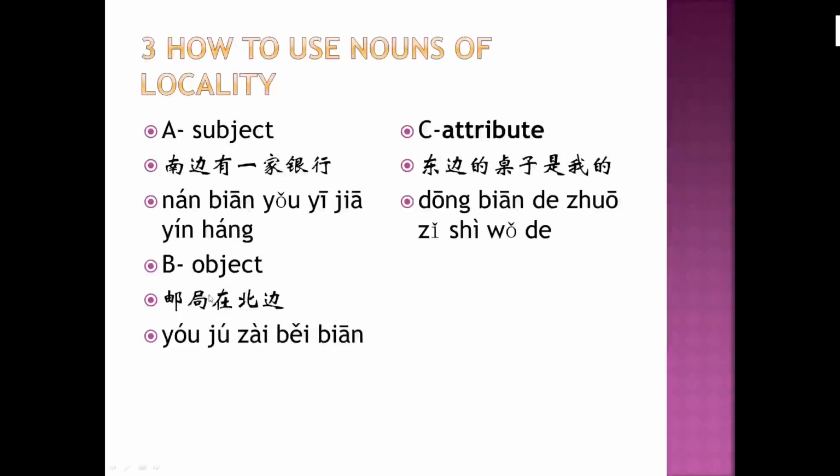And B, object. So a post office is in the north. How to say in Chinese? 邮局在北边. And C, and here, how to say the table on the east is mine. 东边的桌子是我的. 东边的桌子是我的 means the table in the east. A table on the east is mine.